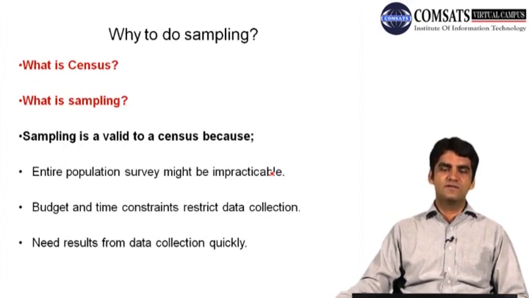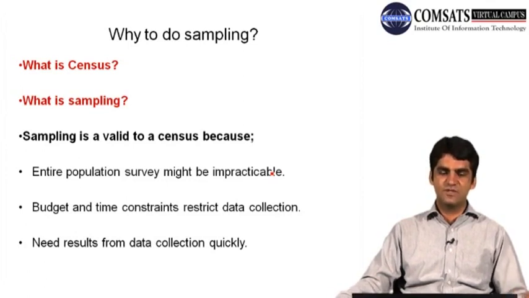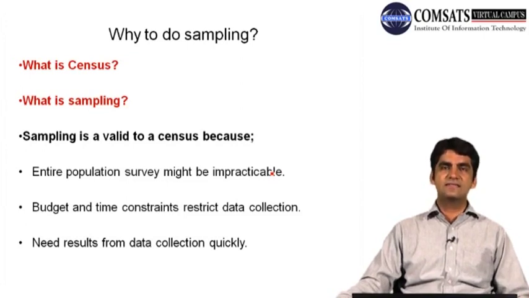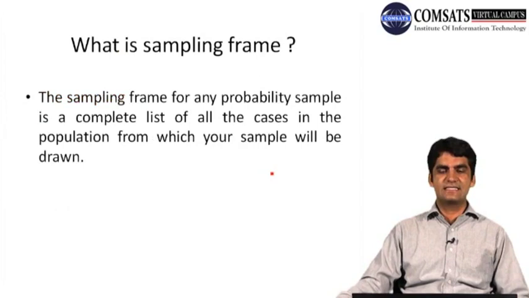Then we have also covered sampling. We have talked about census, we have talked about sampling, the difference between them, and now we want to see why sampling is valid compared to a census, because an entire population survey might be impracticable. It might be constrained by budget and time, and the researcher needs results or data collection quickly. That's why we need sampling rather than census.